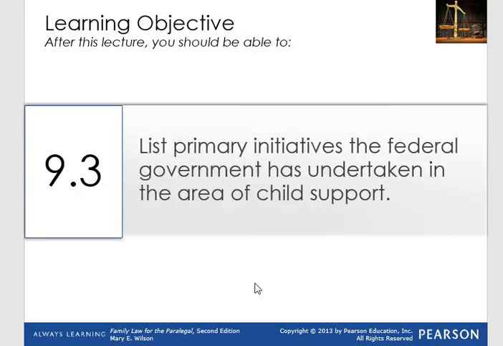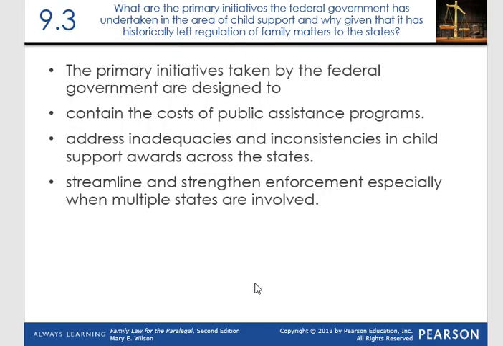List the primary initiatives the federal government has undertaken in the area of child support. The primary initiatives taken by the federal government are designed to contain the cost of public assistance programs, address inadequacies and inconsistencies in child support awards across the states, and streamline and strengthen enforcement, especially when multiple states are involved.